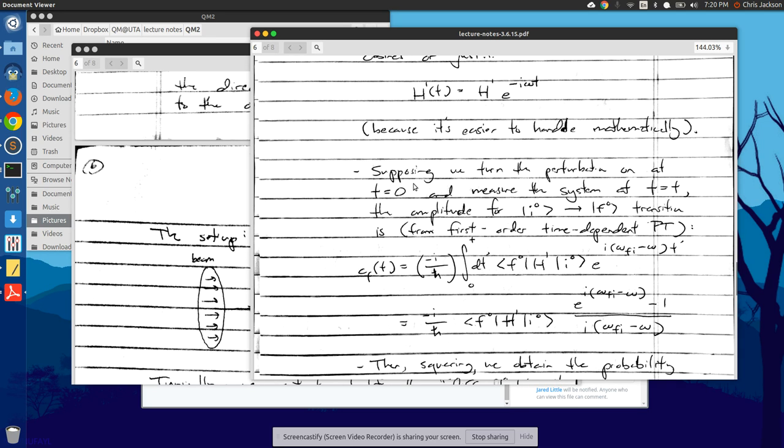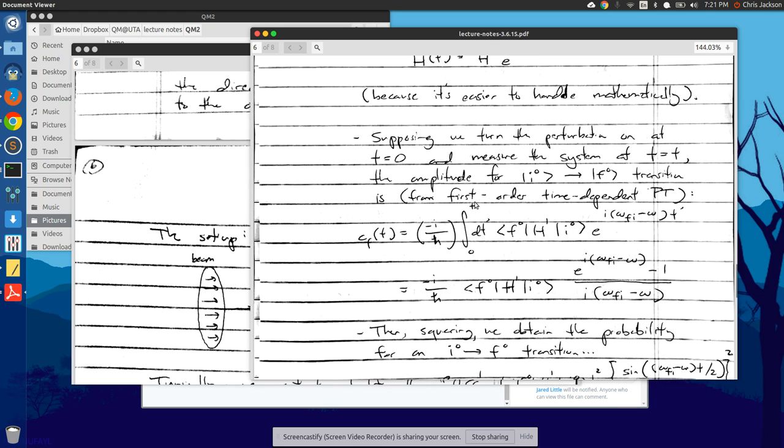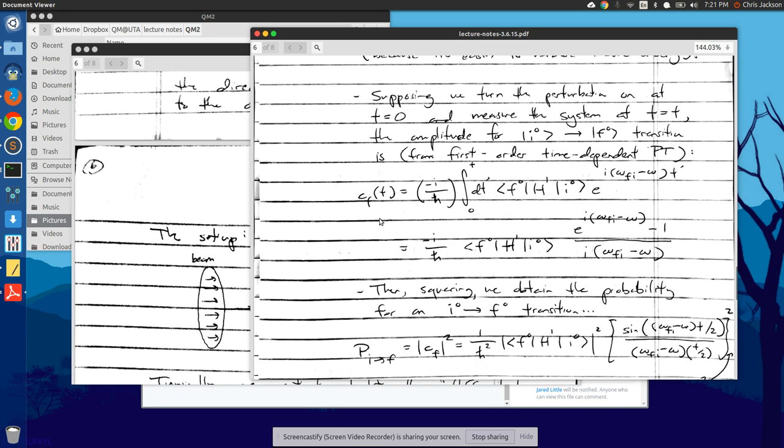So let's suppose that we have some system and we turn the perturbation on at t equals 0, and we measure the system at some later time t, right? And what we're after is the amplitude for transition from the initial state to some final state. So what's the amplitude, the probability amplitude, we'll find the system in a different state after we've turned this potential on and off. Okay. So the way we do that is to use our time-dependent perturbation theory. Okay. So we would want to compute this coefficient.